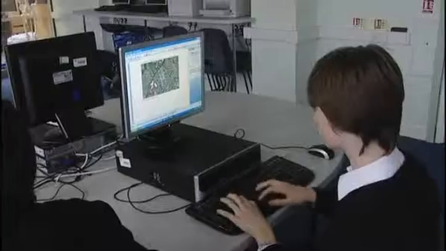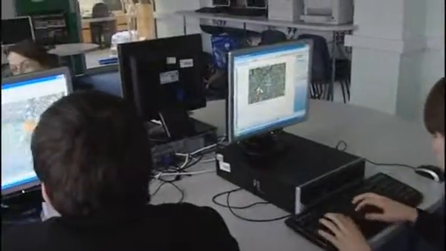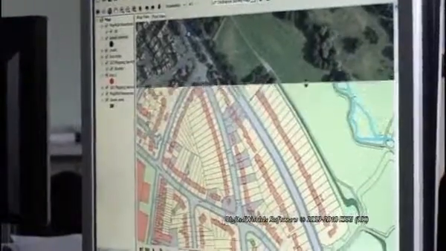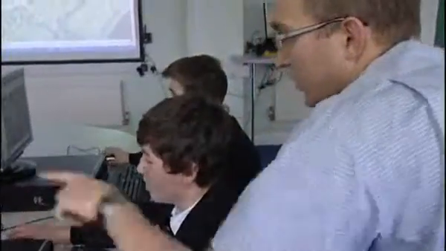GIS gives us a tool to create maps easily, quickly, efficiently, and hence more time to actually analyse. These Year 10s are looking at what improvements could be made to their local area, using a combined satellite image and map on which they can overlay their chosen features.